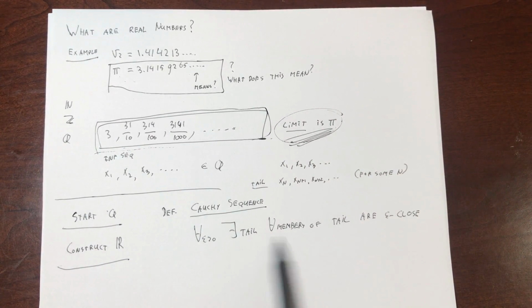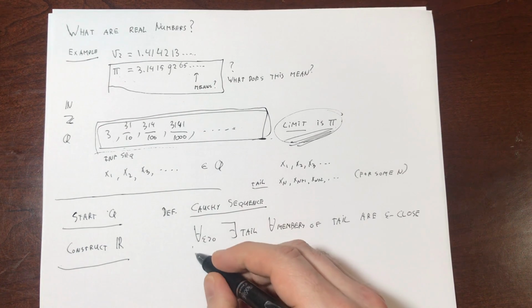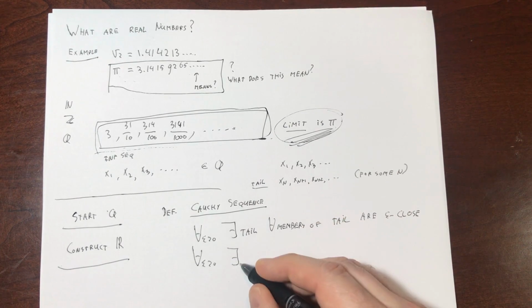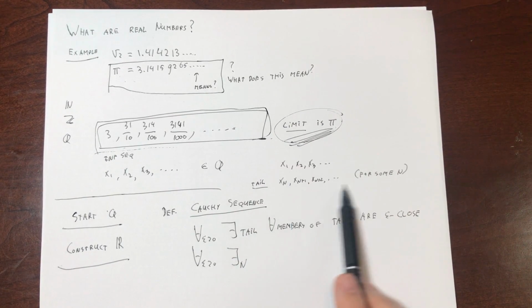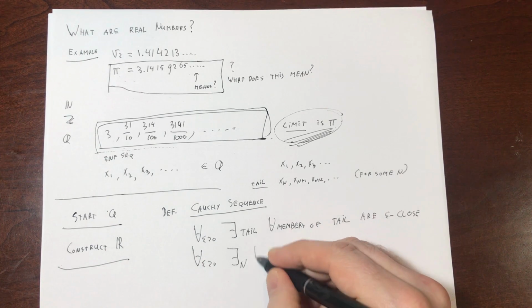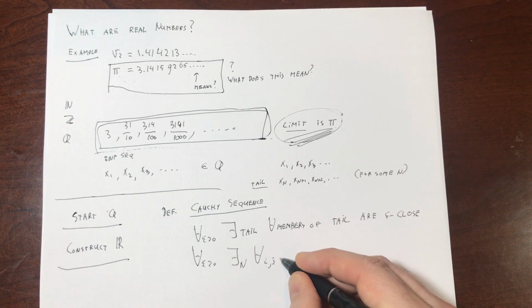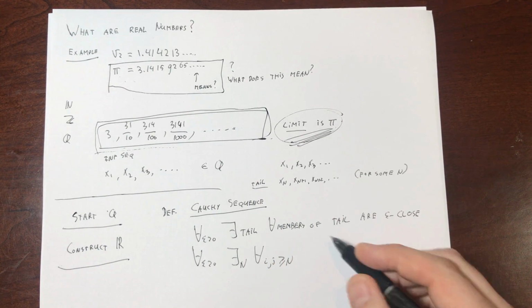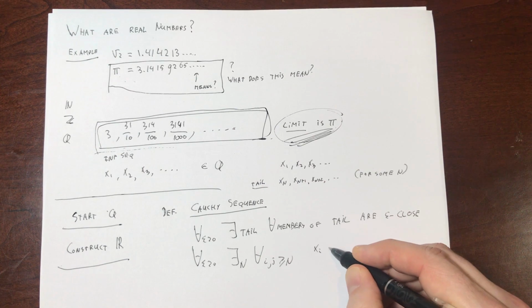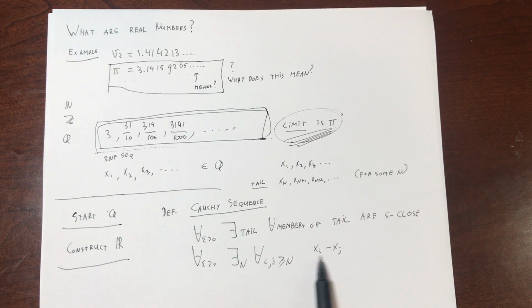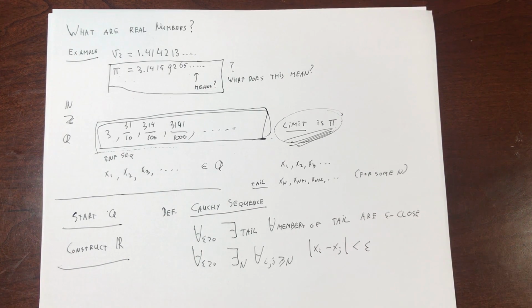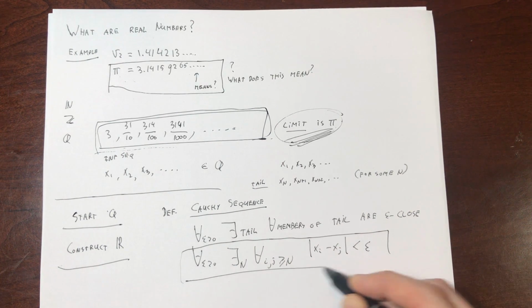So how would I rewrite this without the word tail? Well, for every epsilon greater than 0, there is some cutoff point n, such that everything in this tail is epsilon close. So for every i and j greater than or equal to n, so for every i and j in the range n, n plus 1, etc., if I take the ith term and then take the jth term, then the distance between them is less than epsilon. Okay, so that's the definition of a Cauchy sequence.